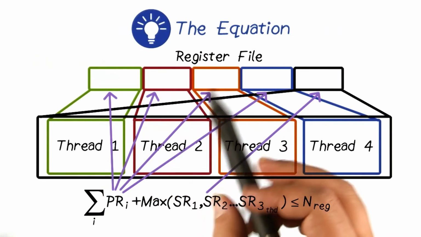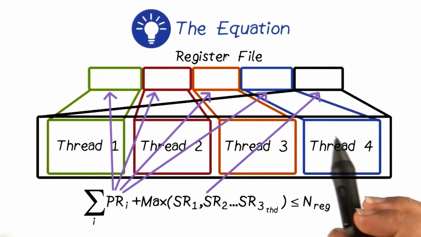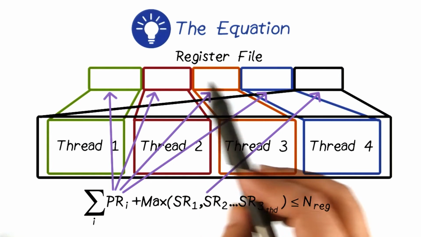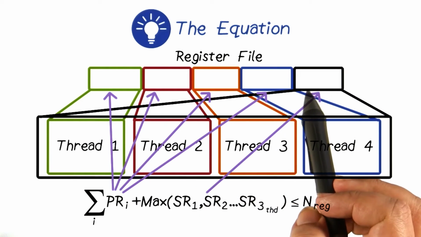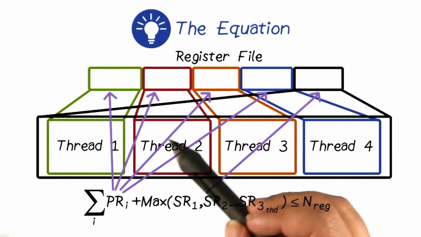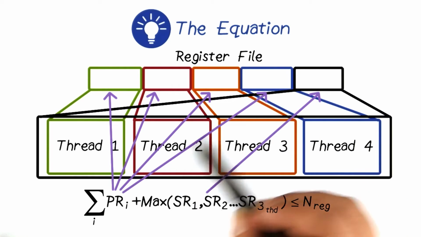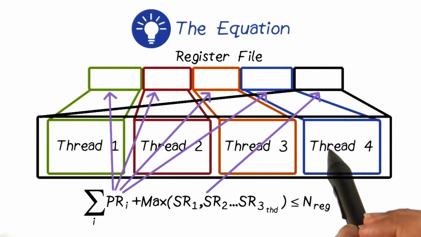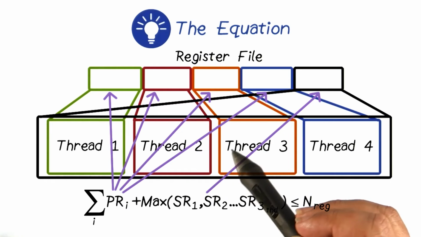So again, this particular equation is very nicely illustrated in this particular diagram, which will help us understand it. What we have done is we have given a certain number of registers, depending on the need, as private registers to each one of the threads. Remember, the private registers are not to be shared, so we take the sum in terms of the total register pressure for all the threads.